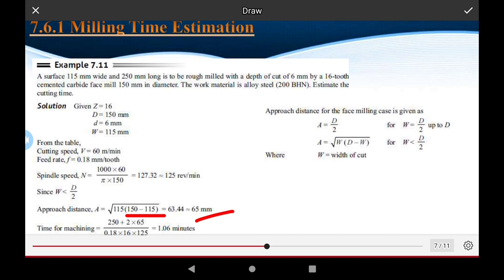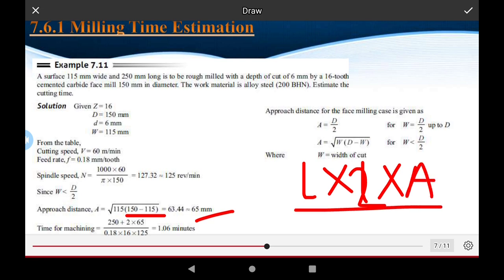Now find the machining time, or milling time. The milling time T equals (L plus 2A) upon f times z times N, where capital L is the length, N is the spindle speed, f is the feed rate, and z is the number of teeth used on the cutter. Putting in the values, the milling time is 1.06 minutes.